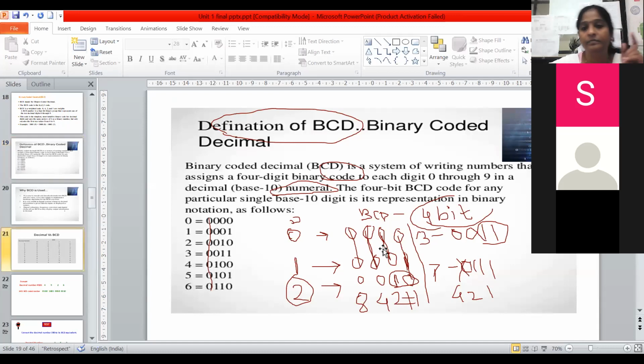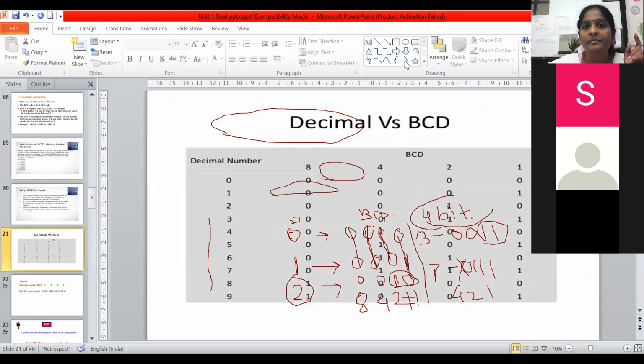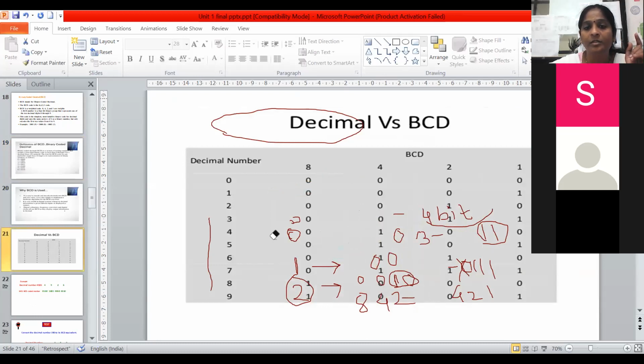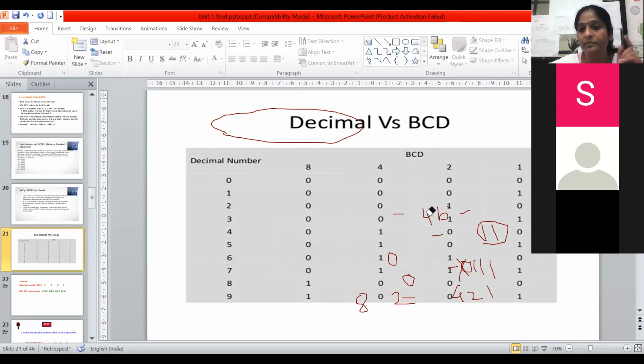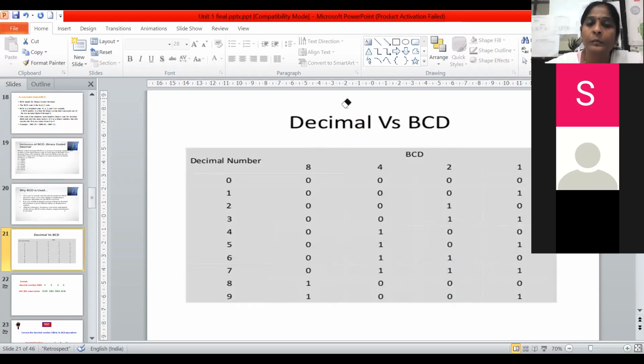See this table? Just a minute, I'll erase it. See the table. And what do you mean by 8421? That also I have explained here. See this? This table is visible. Note down this table in your notebook. 0 number. 0, 0, 0, 0 is there. I'll make it small.